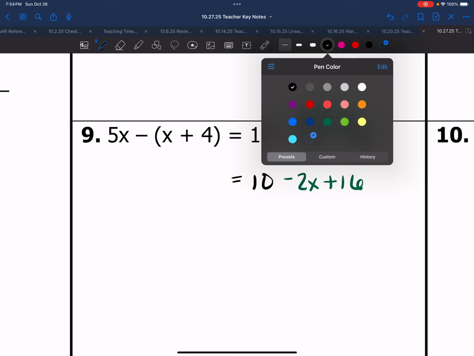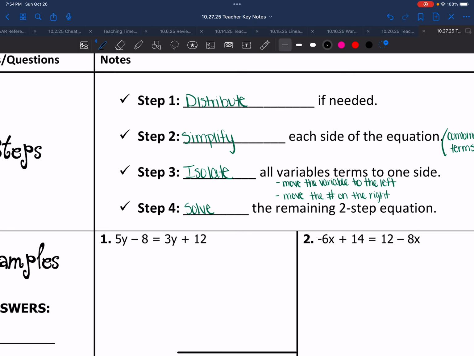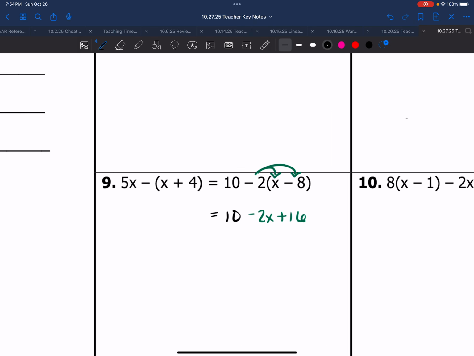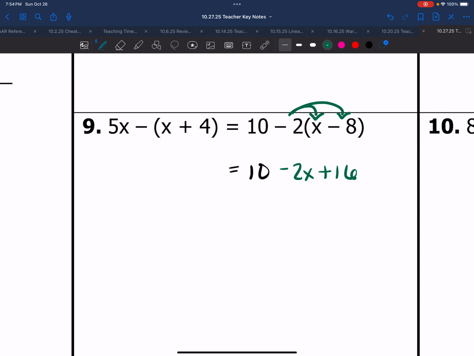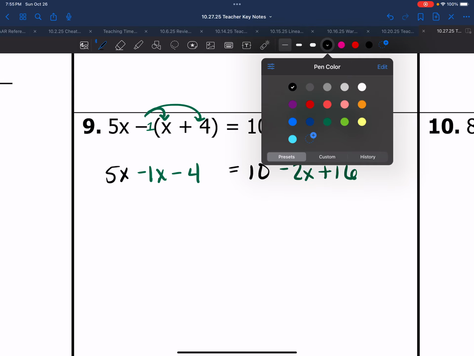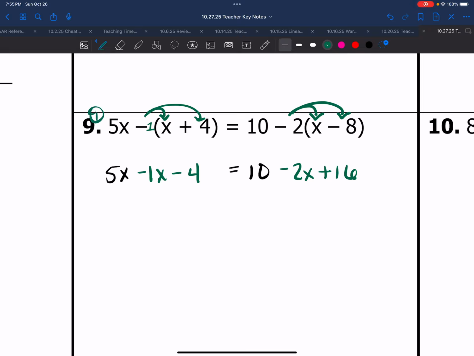Then I'm going to do it to the other side to see if it can be done. There is an invisible 1 right there. So you're actually going to distribute that negative 1 here, which is negative 1x. And then you're going to distribute that negative 1 to 4, which is negative 4. And then you're going to bring down everything you don't use. So that step right there was step 1.